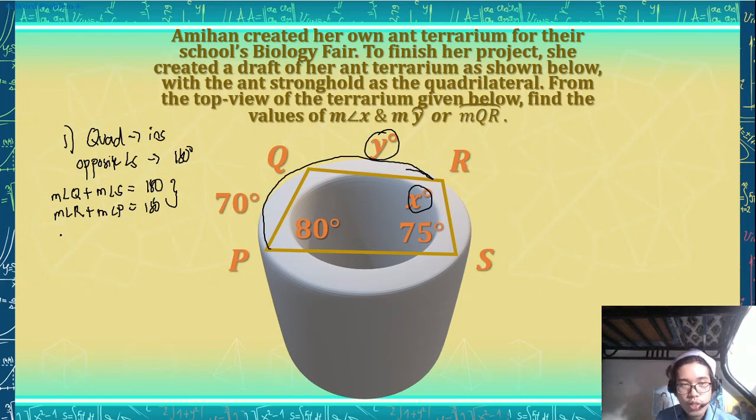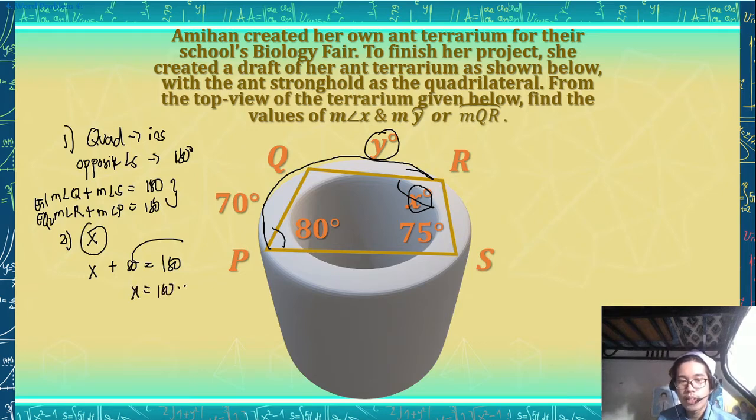The first value that we can solve for is the value of x. How can we do that? We can use our second equation here. Since the measurement of angle R is equal to x, we can write x plus the measurement of angle P, which is 80, equals 180. If we transpose 80 to the other side, this is going to be 180 minus 80. And therefore, x is equal to 100 degrees.